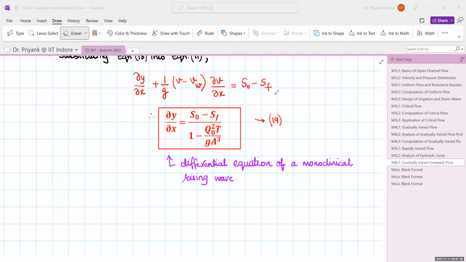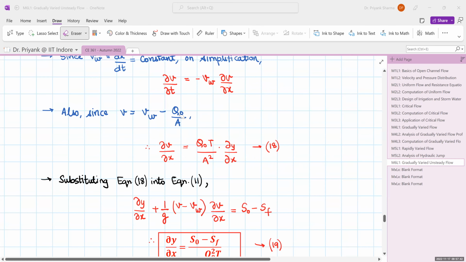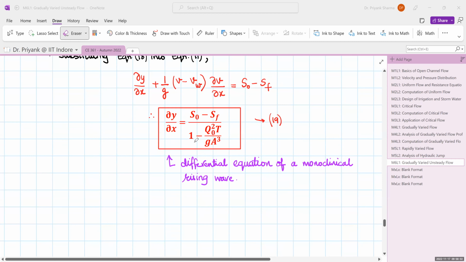If you just simplify this equation, you have to use all these forms. So your V is V_w minus Q naught by A, and del V by del x becomes Q naught by A square into del y by del x. All these forms, if we substitute and simplify, your final form is del y by del x equal to (S naught minus S_f) upon (1 minus Q naught square T by g A cube). So this is the differential equation of a monoclinal rising wave. It is very much similar to your GVF equation. The only difference is that this Q naught comes into the picture.